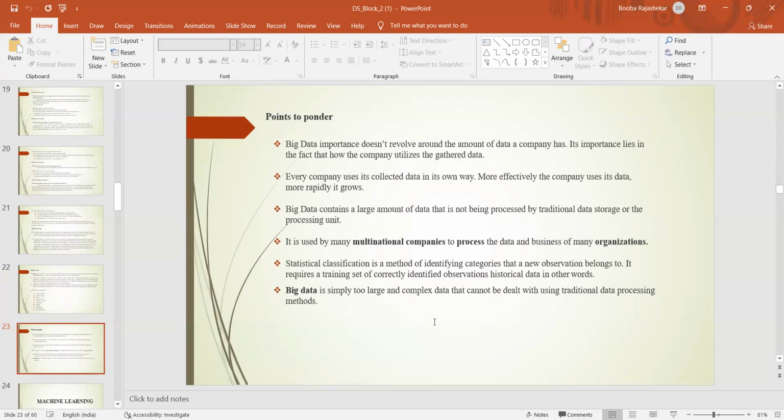Another one, statistical classification, is the method of identifying the categories that a new observation belongs to. It requires a training set of correctly identified historical data. In other words, big data is simply too large and complex data that cannot be dealt with using traditional data processing methods. So these are the main points that should be discussed based on big data analysis.